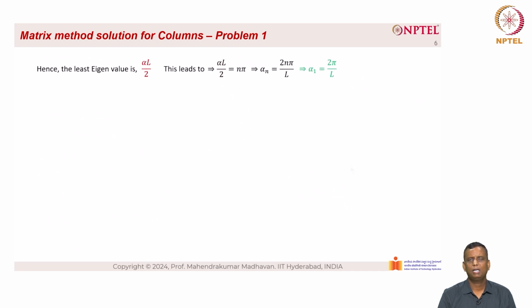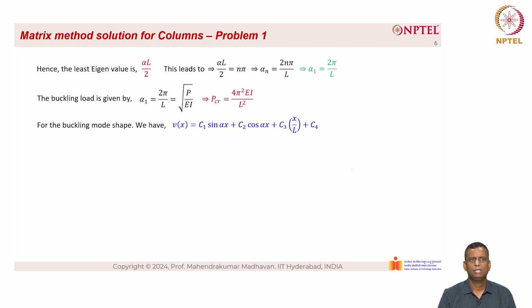This leads to alpha L by 2 equal to n pi, so alpha n equal to 2n pi by L. As previously discussed, for the first mode, alpha 1 equal to 2 pi by L. The buckling load is given as alpha 1 equal to 2 pi by L, which is equal to square root of P by EI. So P critical becomes 4 pi square EI by L square.